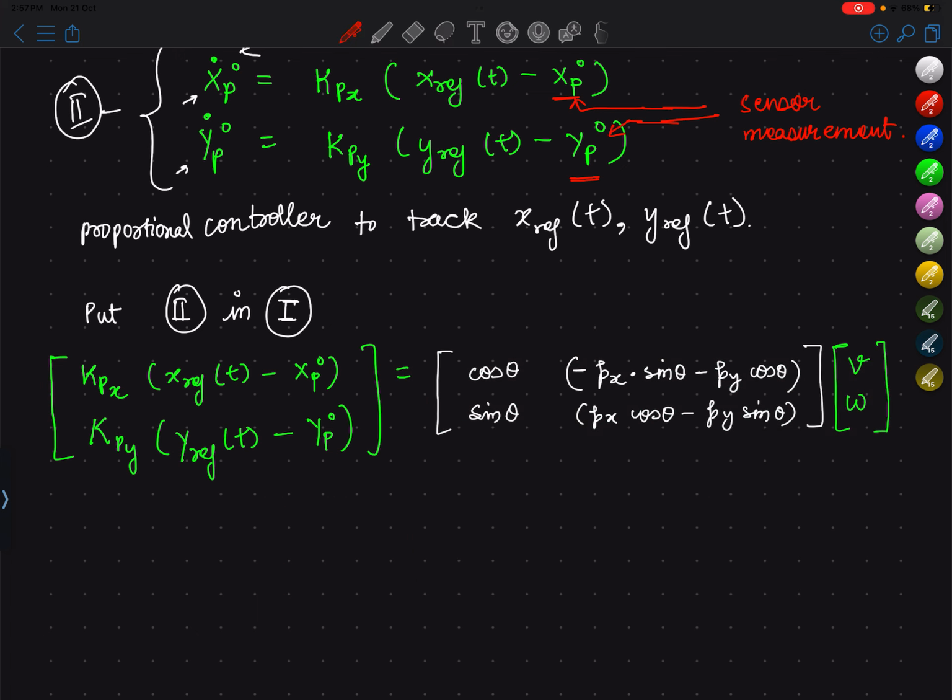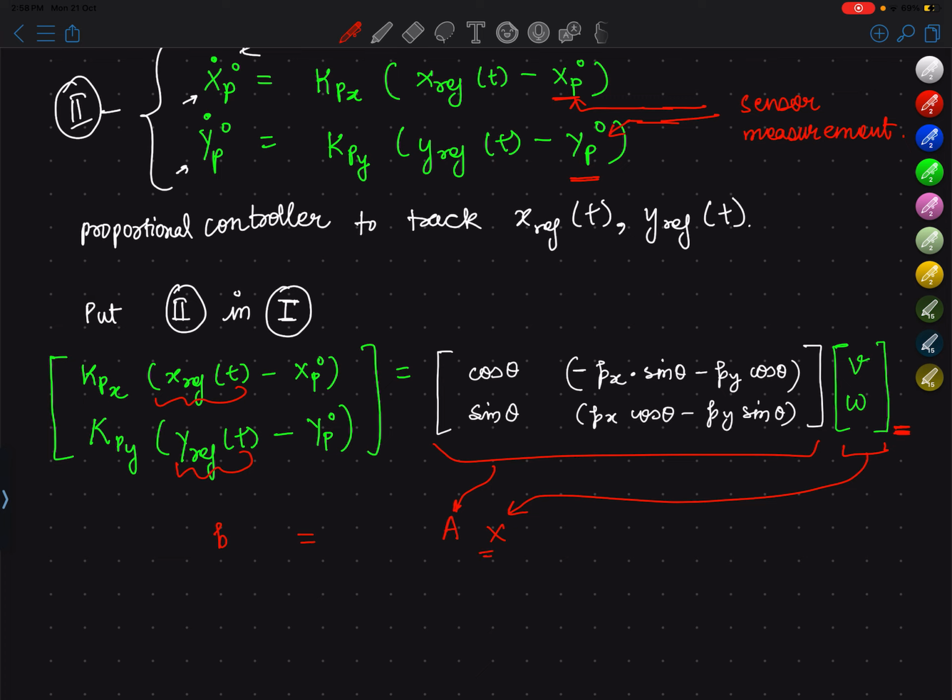You can see this is basically a column vector. We can call this column vector b, which is equal to A x. So this is A, and this is our velocity of the robot, v and omega. So this is basically the input of the robot. What we want is this input with respect to some given trajectory, some xref and yref.